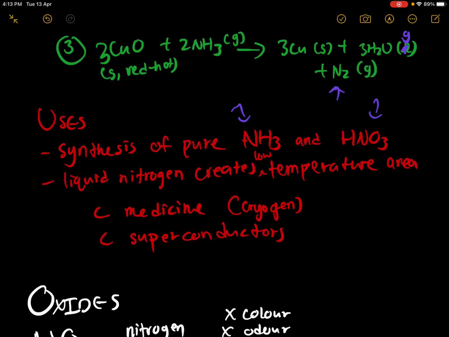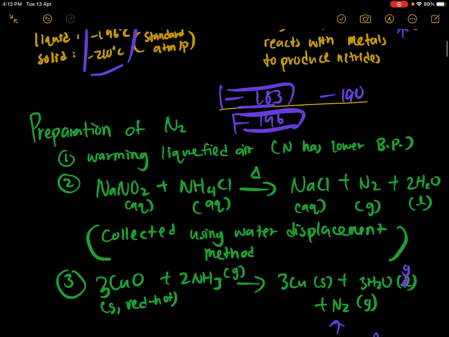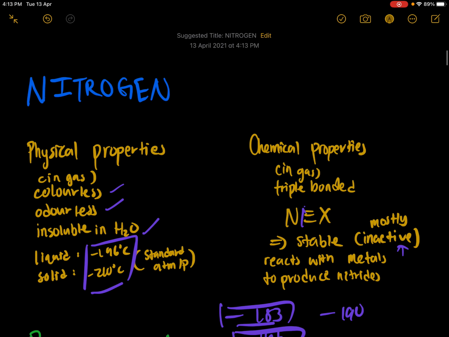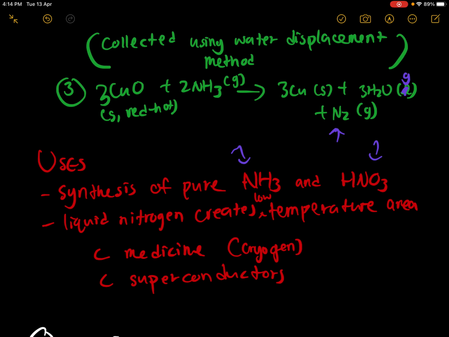Next, if you were to have liquid nitrogen, it will create a very low temperature area. Why? Because when liquid nitrogen tries to vaporize, it has to absorb heat. Since it absorbs heat, this triple bond that we have here is very strong, so you need a lot of heat to actually break the bond.